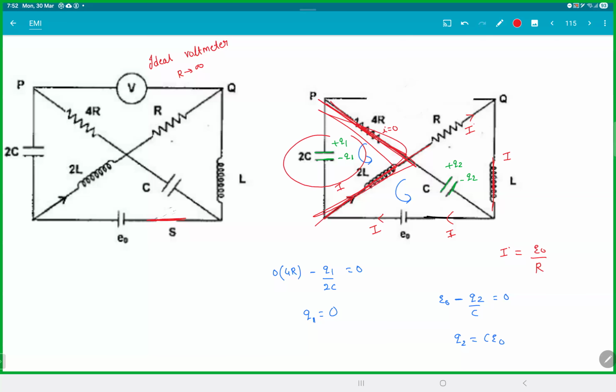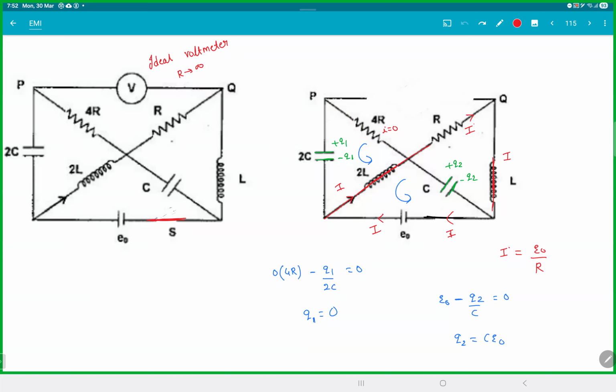So in this, potential difference was 0, so Q1 became 0. In this, potential difference is there, so these are the charges and the currents in the inductor. So these are the currents and these are the charges in steady state. So if the switch was closed for a long time, this is what you would notice. Clear? Now what you did, you opened the switch.